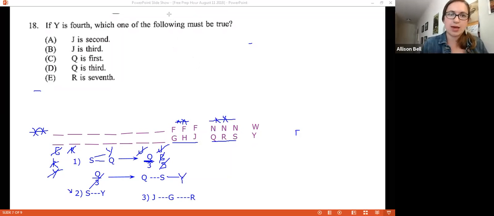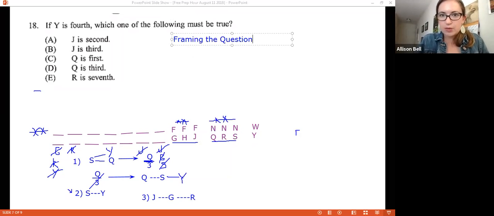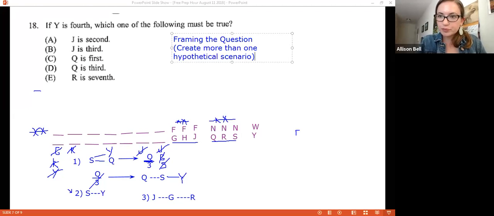So I'll show you another way. It's called framing the question. What it means is you're going to create more than one hypothetical scenario, but rather than testing the answer choices, you're going to base this off of inferences.